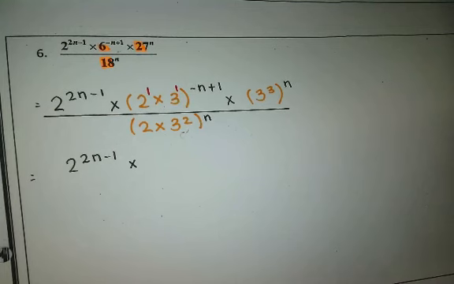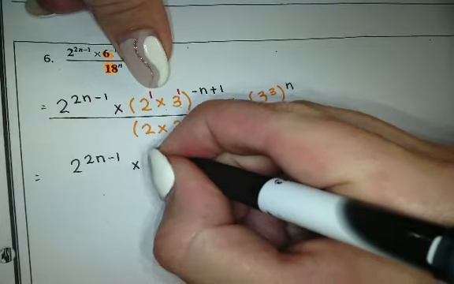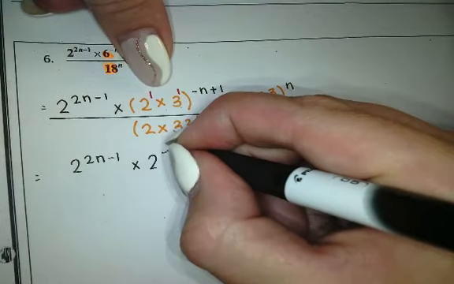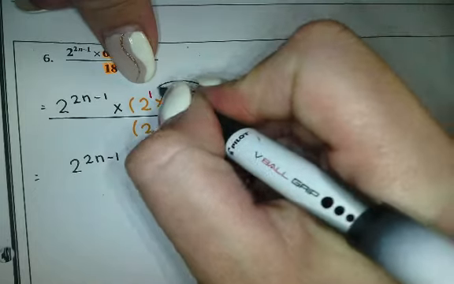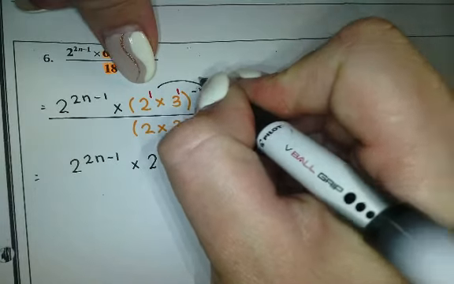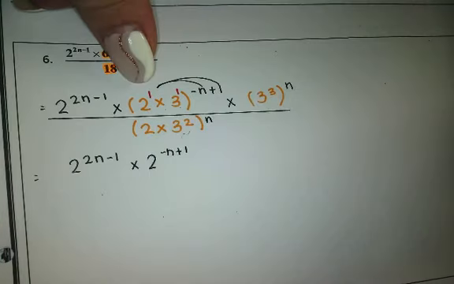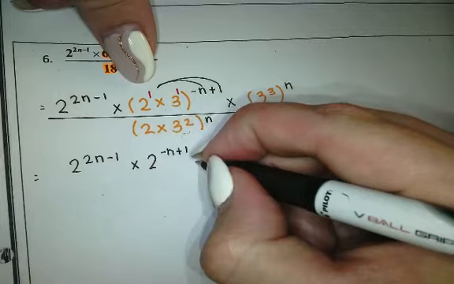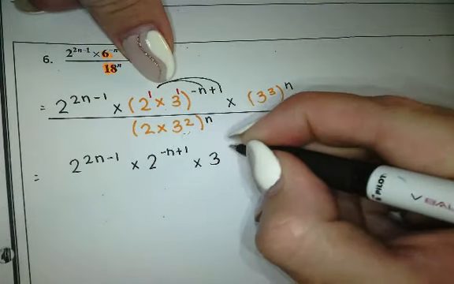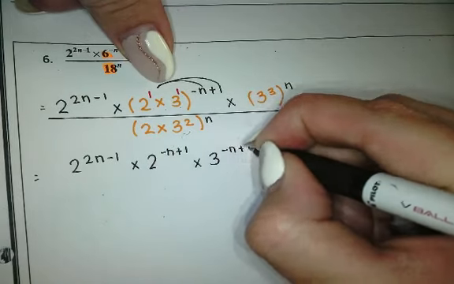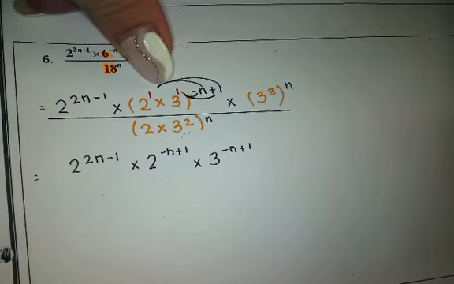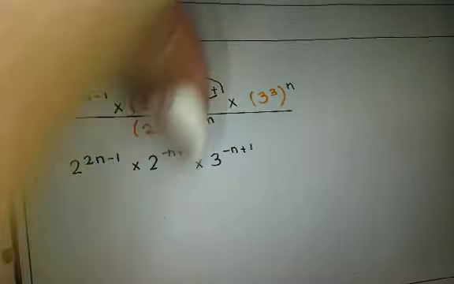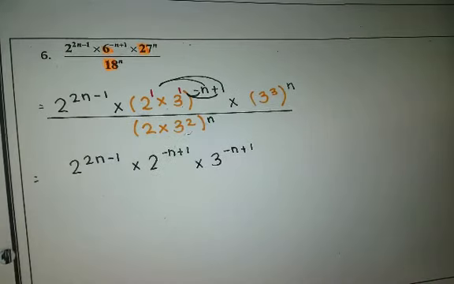I think it's going to be easier for us to write it one way. So we're going to say 2 to the power of negative n plus 1. We've just taken this in here. You with me? Times 3 to the power of negative n plus 1. I've just taken it in here.